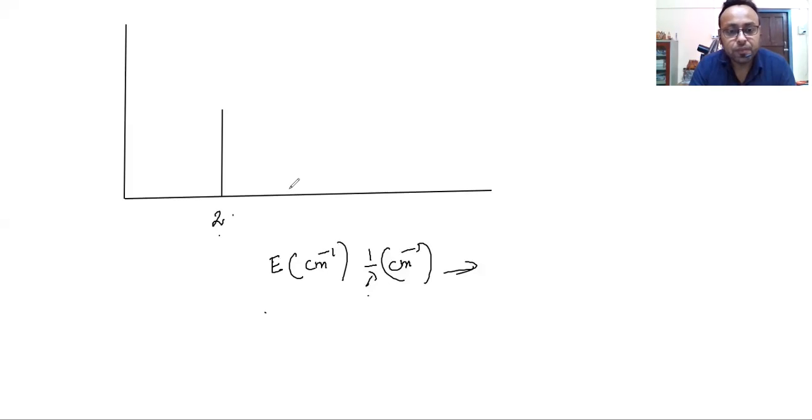By the way, according to Bohr's theory, 2 should come, but you are getting your line either in 2.1 or in 1.9.